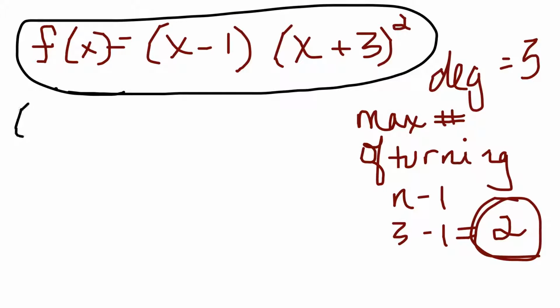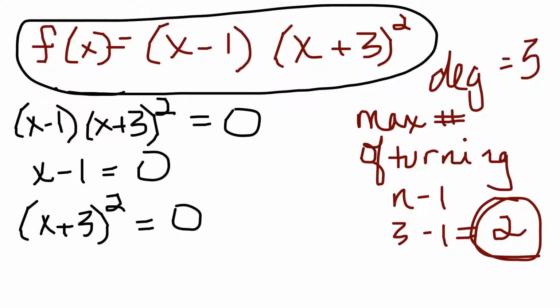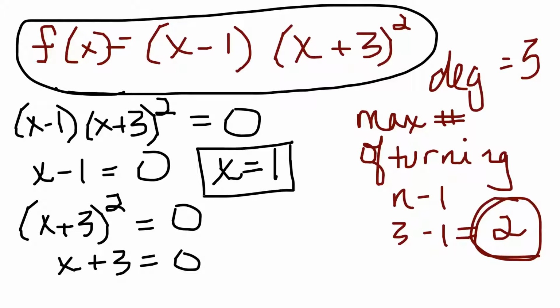All right, well, for x minus 1 and x plus 3 squared to equal 0, I have x minus 1 equals 0, and x plus 3 squared equals 0. Or in other words, for x plus 3 squared to equal 0, I just have x plus 3 equals 0. So I know that if I set them each to 0, I have x is equal to 1. So that is one of my intercepts at (1, 0). And then I have x is equal to negative 3.